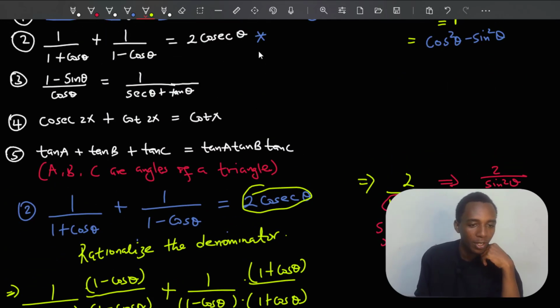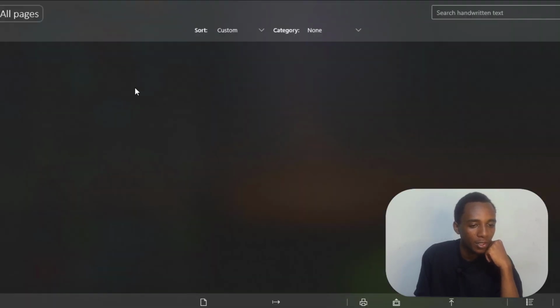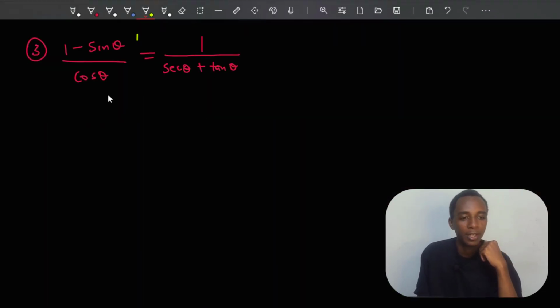And for the third, we have this here: 1 minus sine theta divided by cos theta equals this thing here. I already have this on another page, so I'll just go there. Okay, so here we go. All right, so what do we do for this? I will start with the left-hand side still. I think it has a lot of detail to begin with.